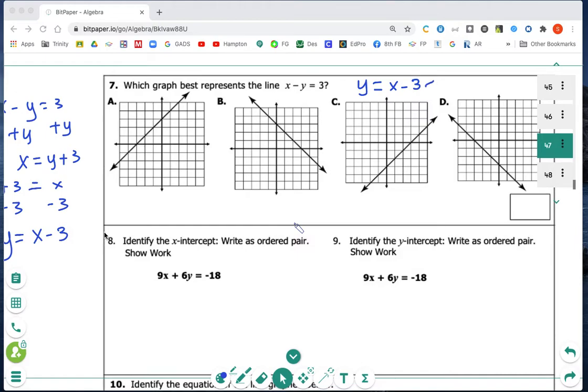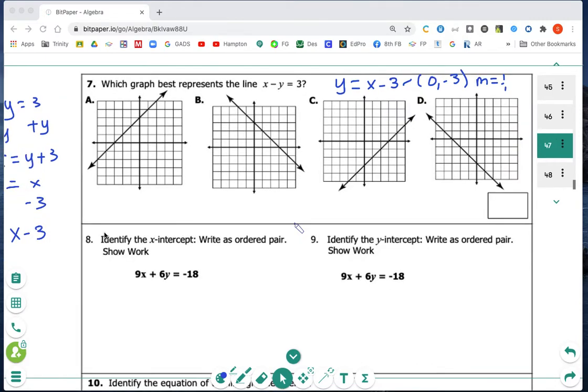My starting point is going to be 0, negative 3, and my slope is going to be 1 over 1. Now, I know that my slope is positive, so that means it cannot be B and it cannot be D. So I'm going to look for 0, negative 3. This is 0, positive 3. This is 0, negative 3. Up 1 to the right 1, up 1 to the right 1. So my answer is going to be C.